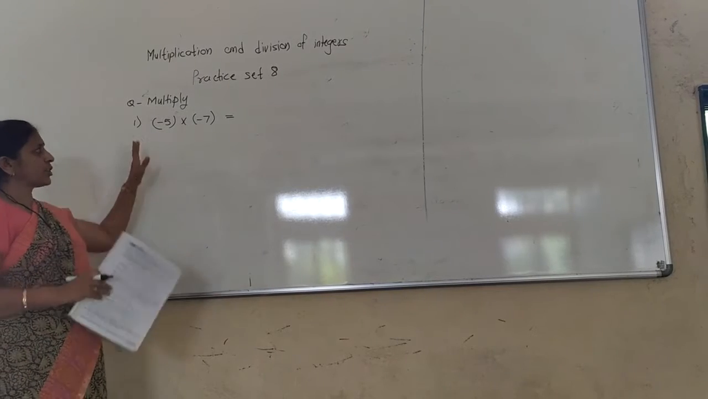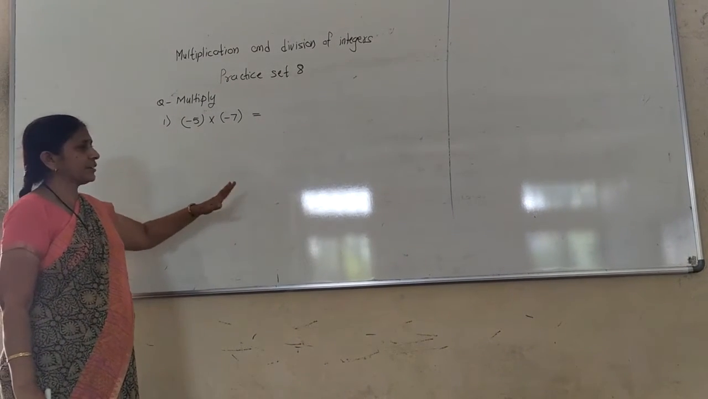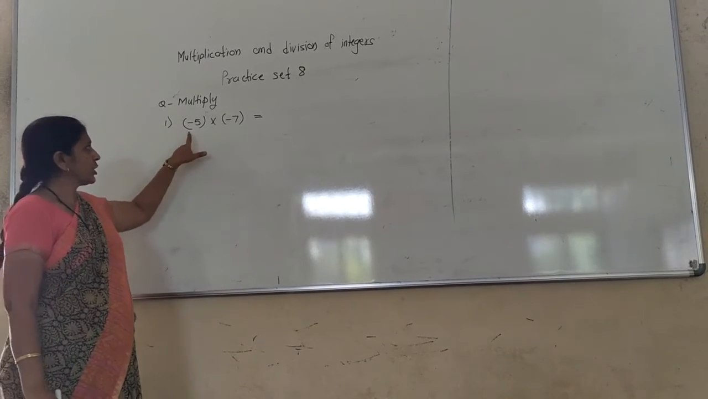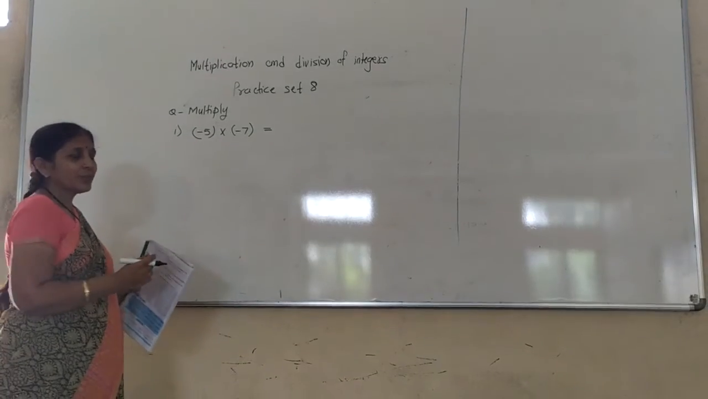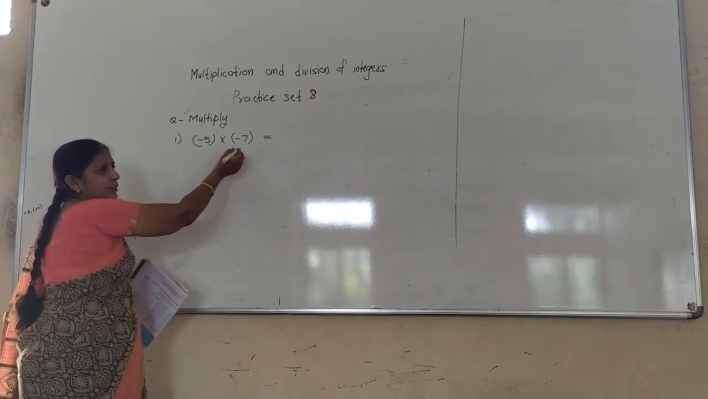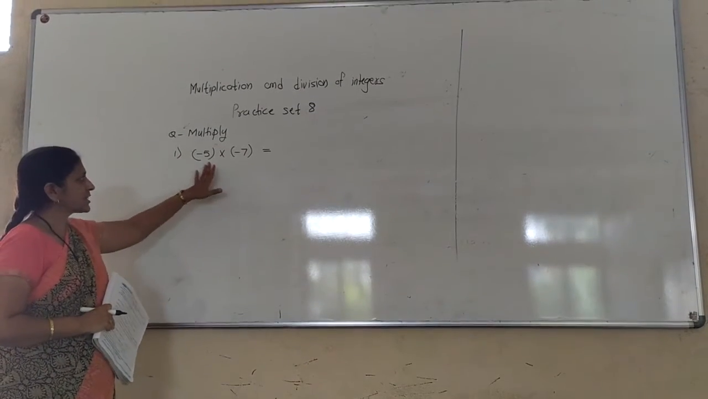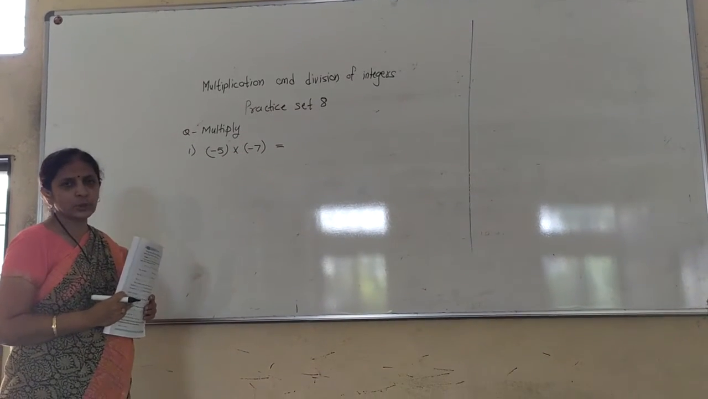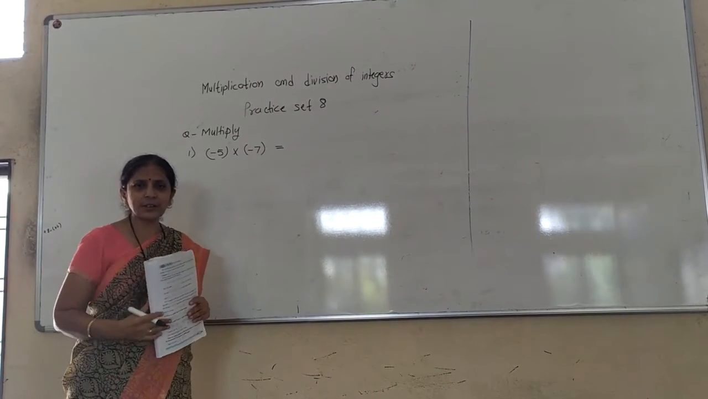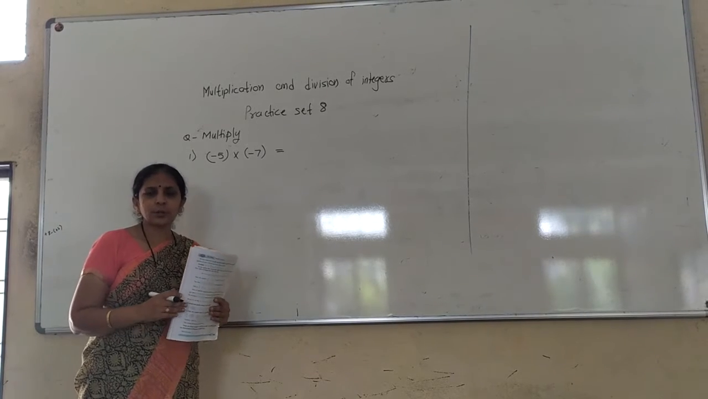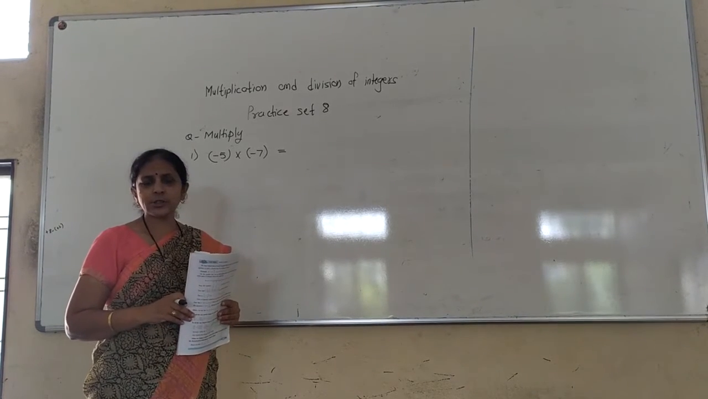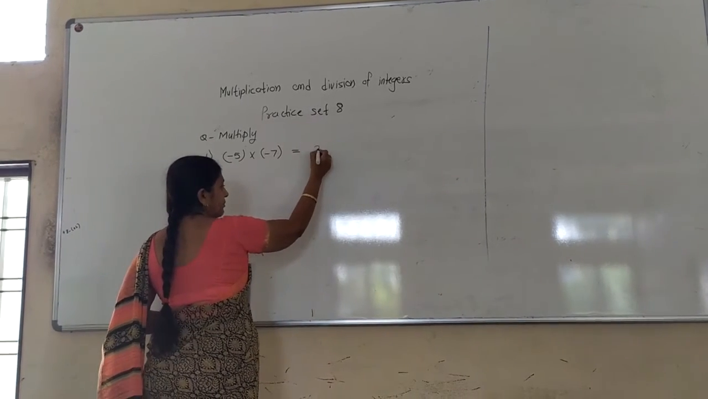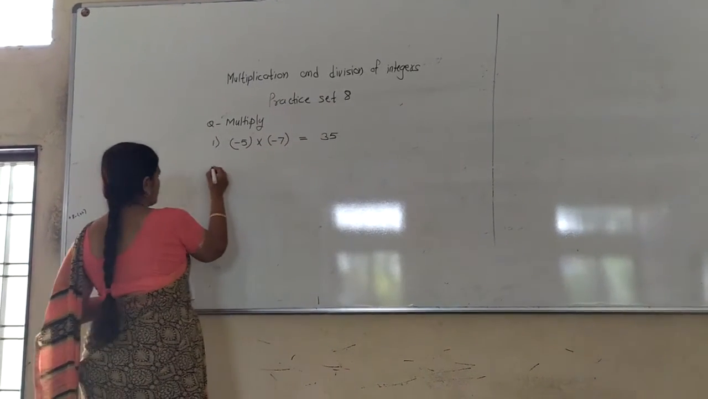Here when you are solving, first you see the sign. Observe whether both numbers have the same sign or different signs. Before doing the multiplication, see the sign of both numbers. Both numbers have the same sign, that is negative. So our first rule says that the multiplication of same sign integers gives us a positive integer. So 5 7s are 35 and that is positive.